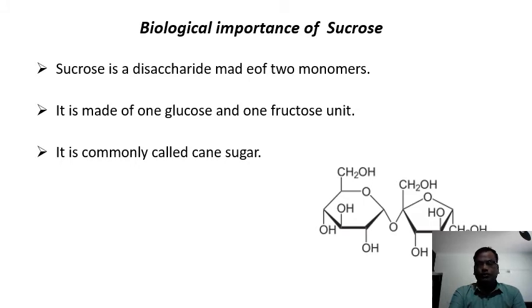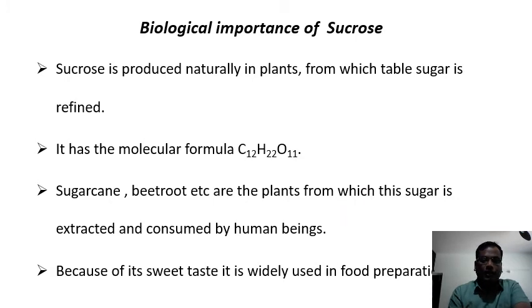Okay, and you know it is sweet. It is used in the preparation of sweet food items. And biologically, sucrose is produced naturally in plants from which table sugar is produced or refined. And the molecular formula is C12H22O11 since it is made up of two sugar units. Now, the sources of sucrose are sugarcane, which is very rich in sucrose, beetroot, and many other plants which contain sucrose and are used to produce table sugar.